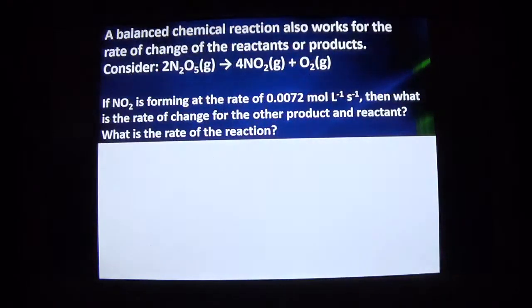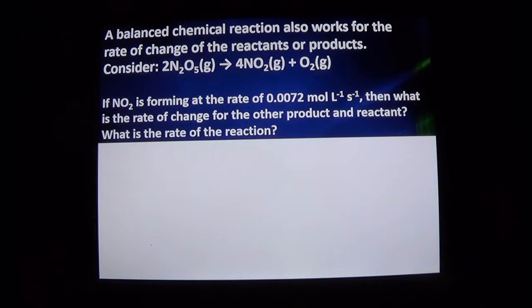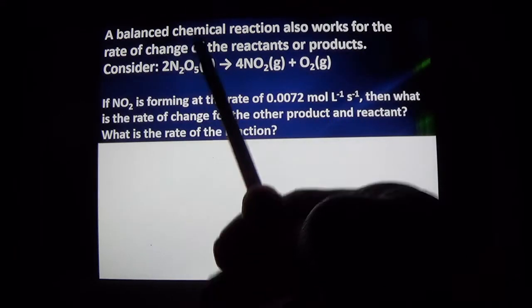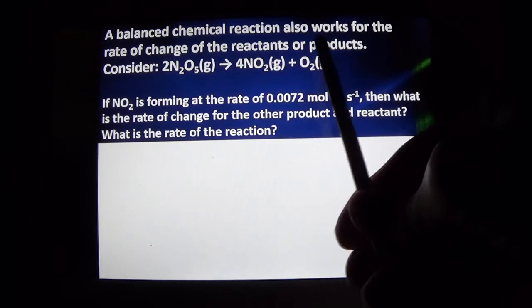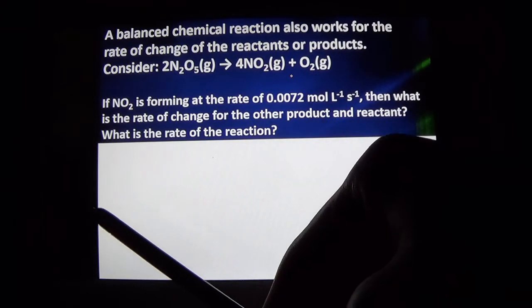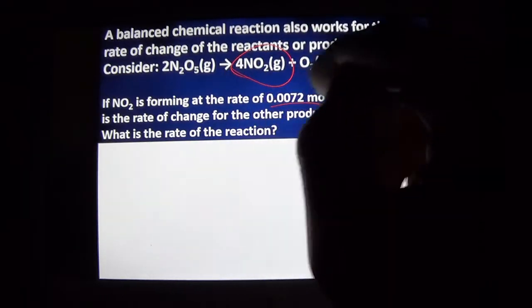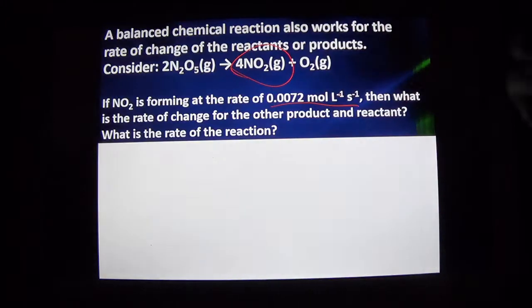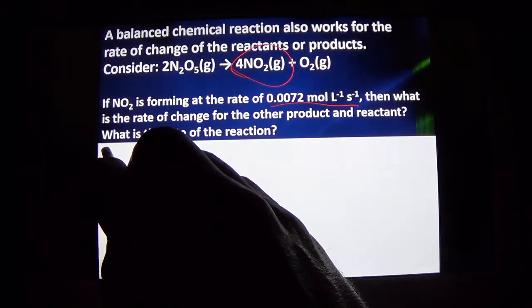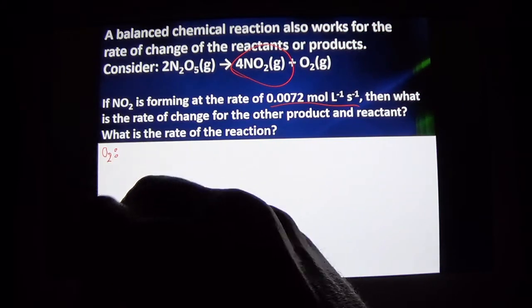So let's talk about how we're going to express these changes in concentration over an amount of time. So I have this example equation of dinitrogen pentoxide forming nitrogen dioxide and oxygen gas. And if I'm given the information that the nitrogen dioxide is forming at this rate, I want to know what's the rate for the other two things in the equation. Now I'm going to start solving for oxygen just to have a place to start.